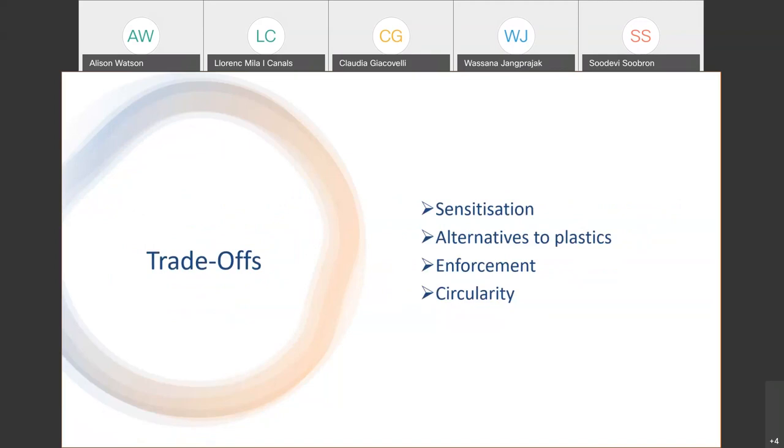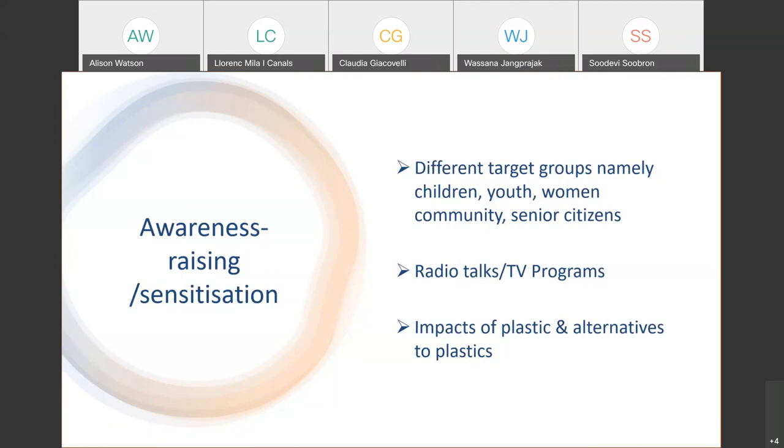Next slide, please. So the trade-off, what we have to do for this to work, we have to do a lot of sensitization. We have to use a lot of alternative to plastic. We have to strengthen our enforcement, and we have to move towards circularity. Next slide. So we are doing the awareness raising and different target groups, namely children, youth, women, community, and senior citizens are sensitized, and we are having radio talks, TV program, and we are also talking about the alternatives that we can use.